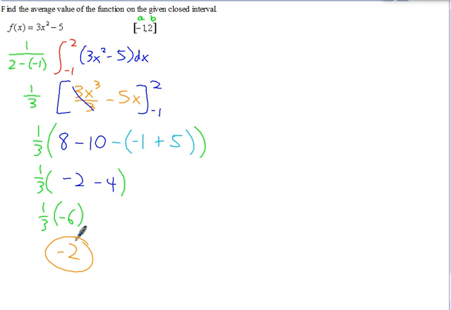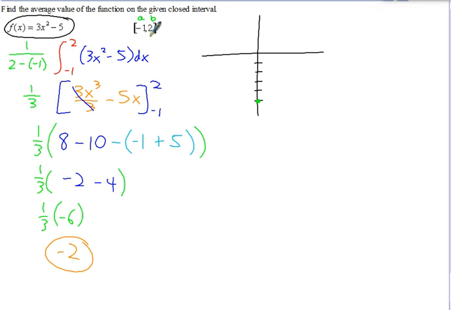Well, let's think. Does that make sense that we have a negative average value? To see if it does, let's think about what the graph of this looks like. If you recognize this graph, you can see that would just be a parabola. So let's just do a rough sketch. It'd be a parabola that opens up because the coefficient in front of the x squared is positive. This -5 would shift it down 5 units. So the vertex would be right here at 0, -5.